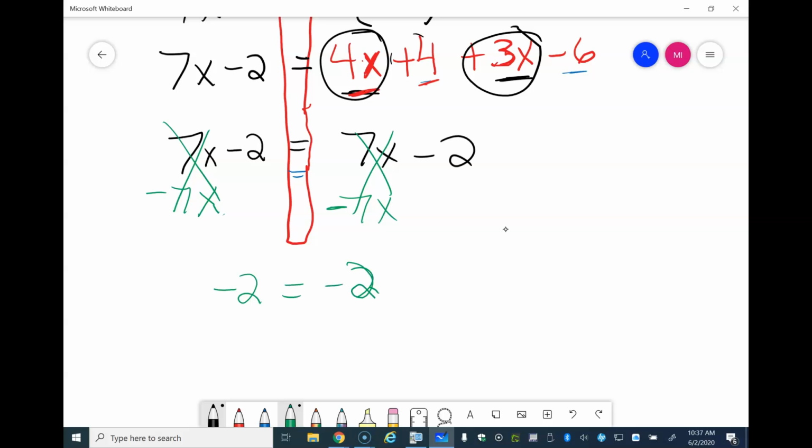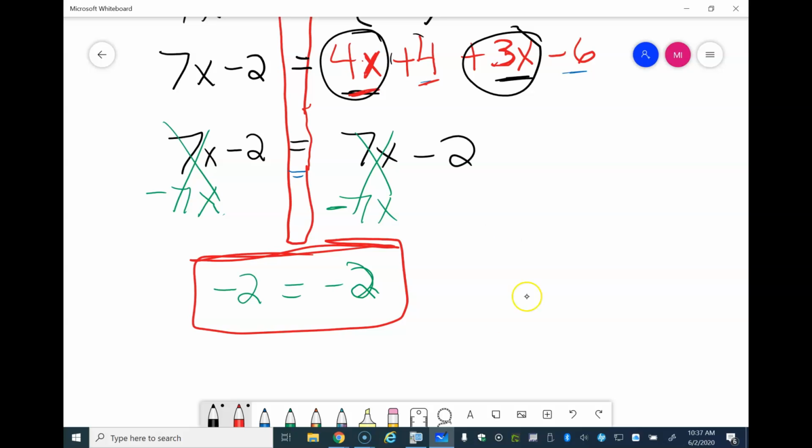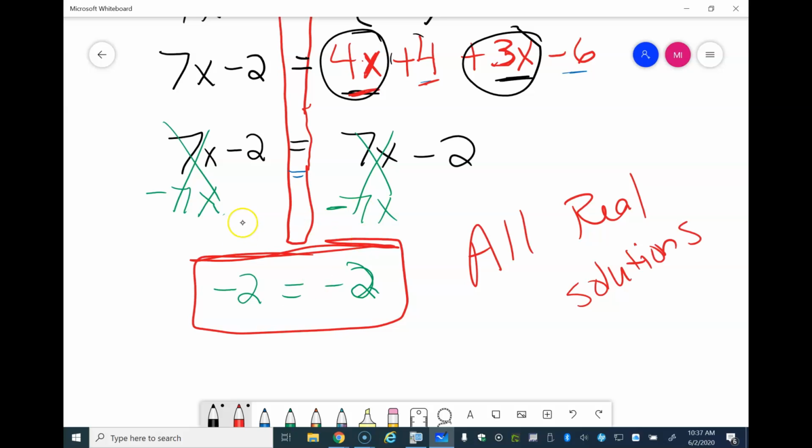So if you ever get an answer where the x's, or whatever variable you're solving for, goes away and the numbers match up, it can be 0 equals 0 or 10 equals 10. If they match up, the answer is going to be all real solutions. So when the x's and everything goes away and they actually equal each other on both sides, there should be a button on my MathFast Plus to say all real numbers, or I mean all real solutions.